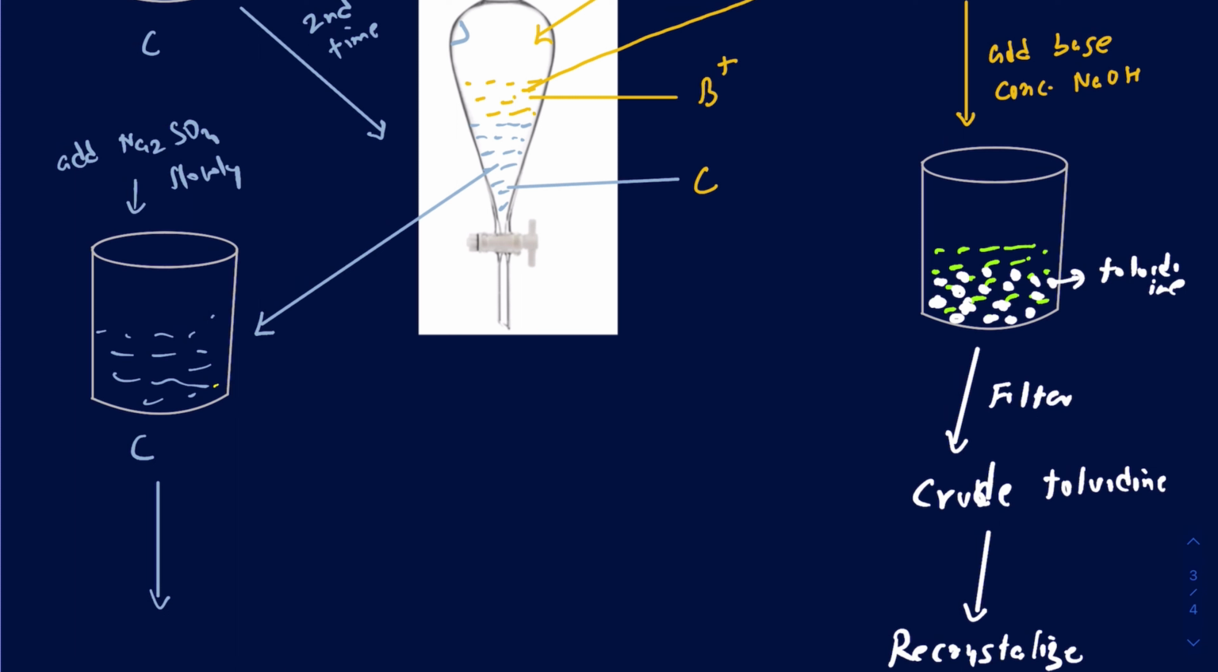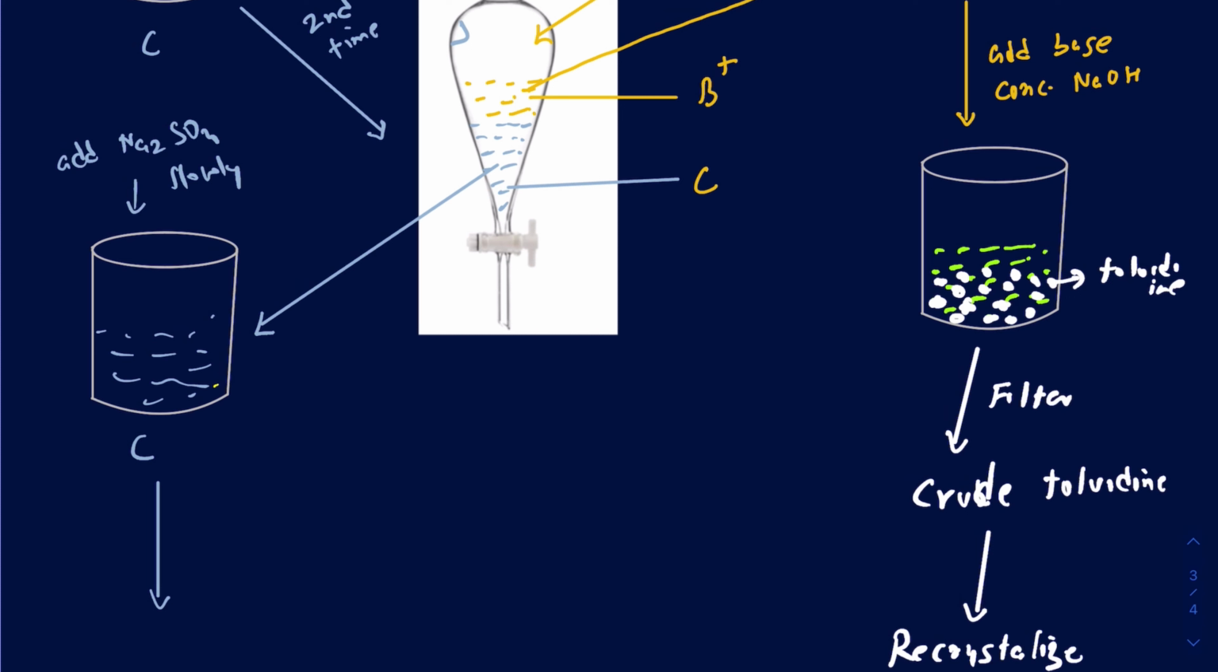So if you have a little bit of water in there, it will make clumps of Na2SO4. And once all the water is dried up, those crystals of sodium sulfate would be freely moving in the solution. And that's when you really know that you have dried up your organic layer.